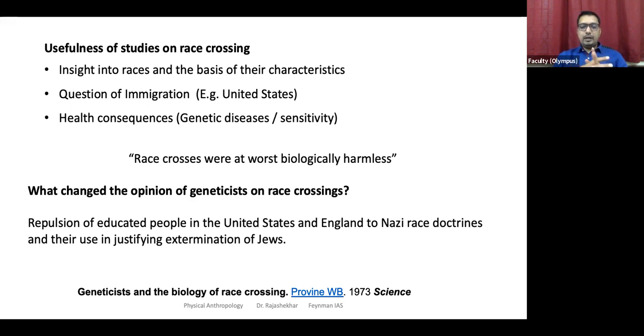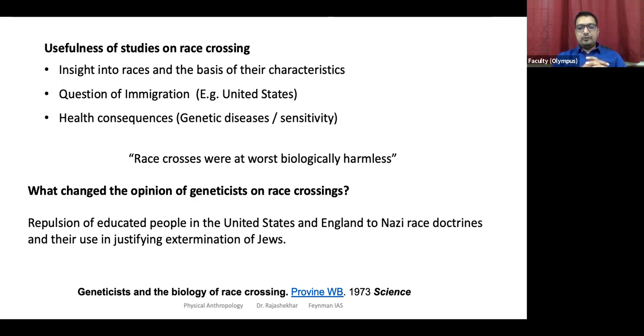And have you heard that marrying a race like this would kill people? If an American marries an African or an Asian marries a European, have you ever heard that they would kill people? No. That is what they're saying. Race crosses were at worst biologically harmless. They don't kill us. Some differences may be found, but they won't kill us.